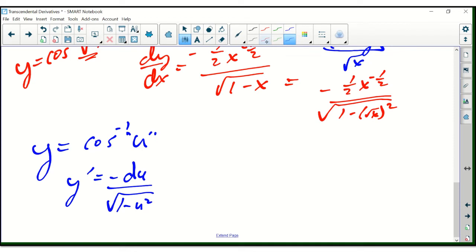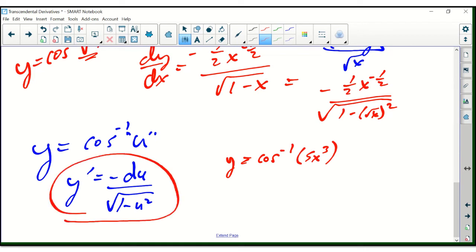So what that means is if I have y equals inverse cos of 5x to the third, we don't go through all that work anymore. We now rely upon this shortcut and we say, well, y prime must be negative du, 15x squared, over the square root of 1 minus u squared, which would be 25x to the sixth.